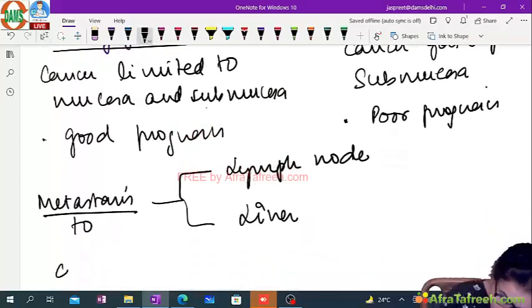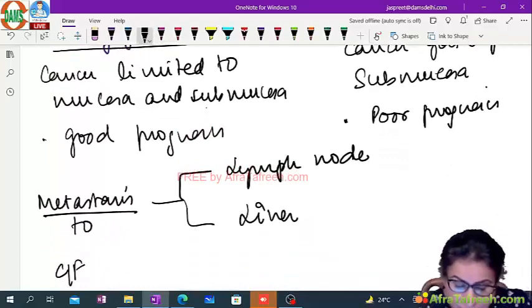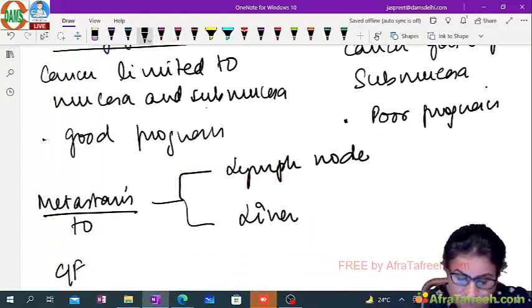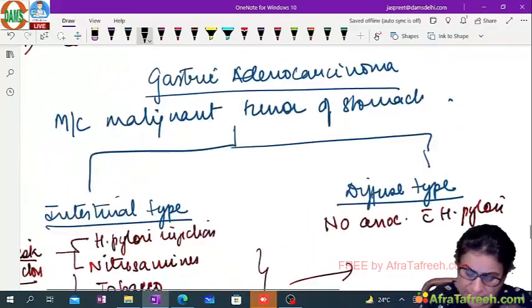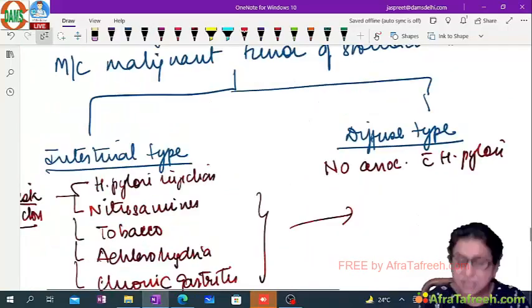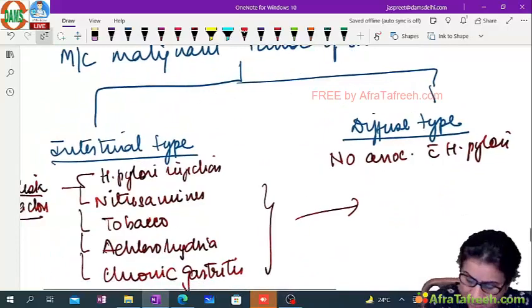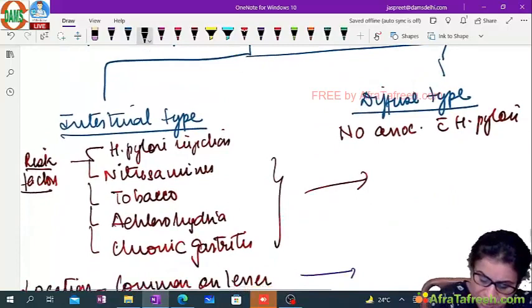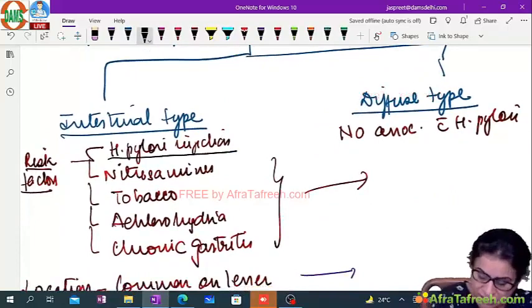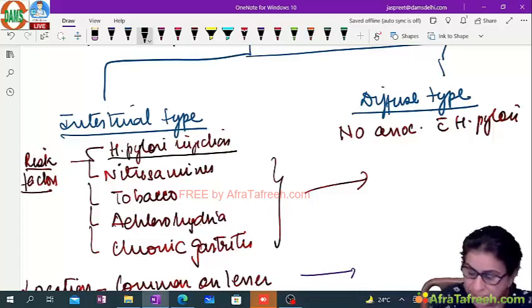Now clinical features. Abhinav has asked me, can you repeat the difference once again? Histologically, gastric adenocarcinomas are divided into two types, intestinal type and diffuse type. A very important risk factor for intestinal type is H. pylori infection. Others are nitrosamines, tobacco, achlorohydria, and chronic gastritis.